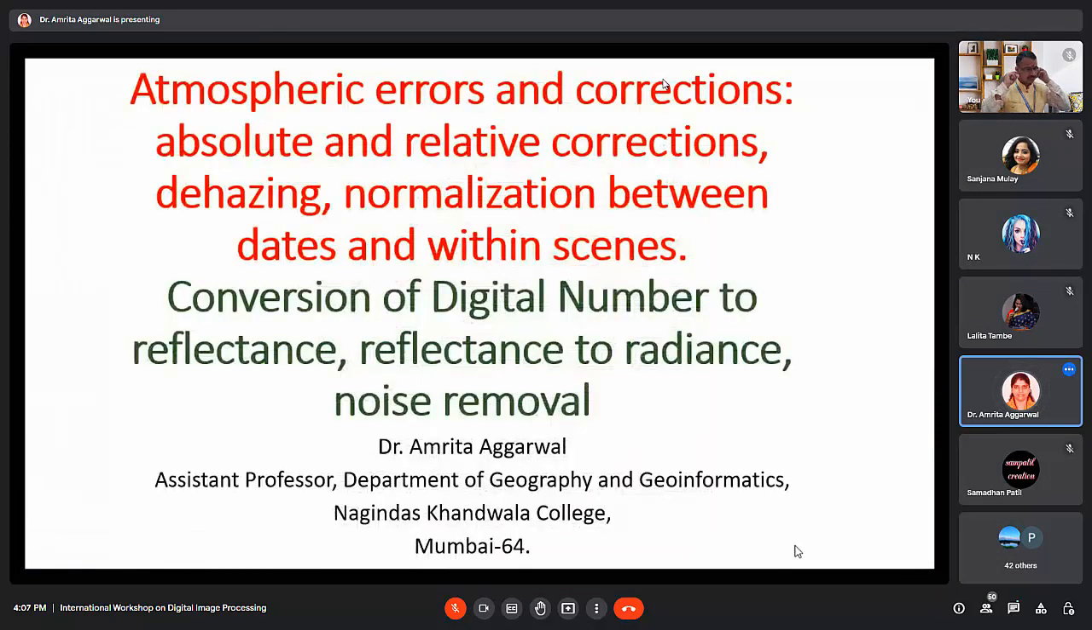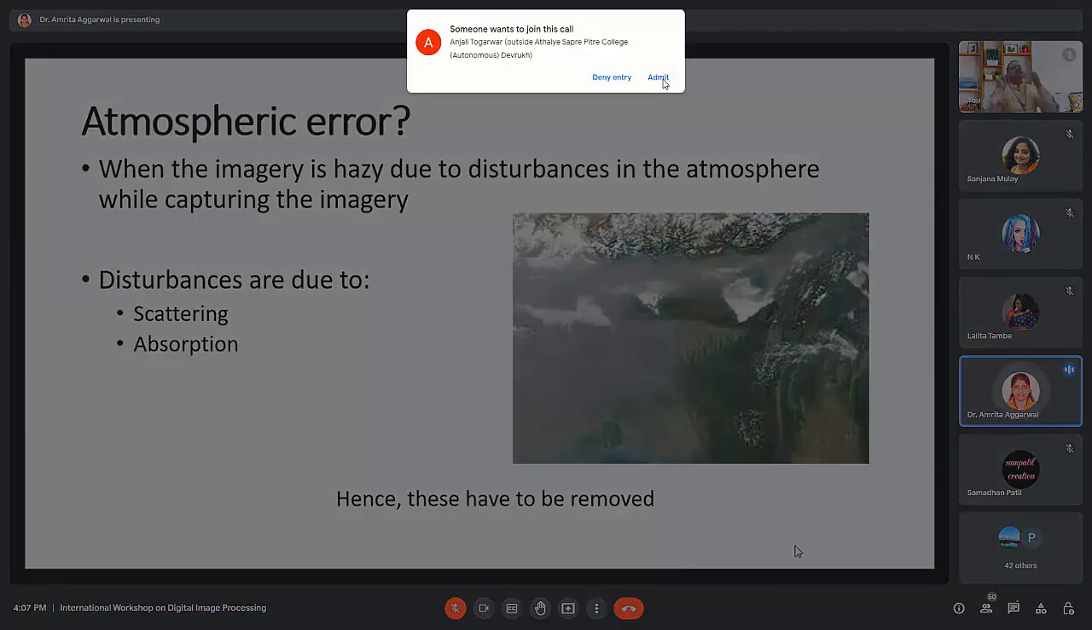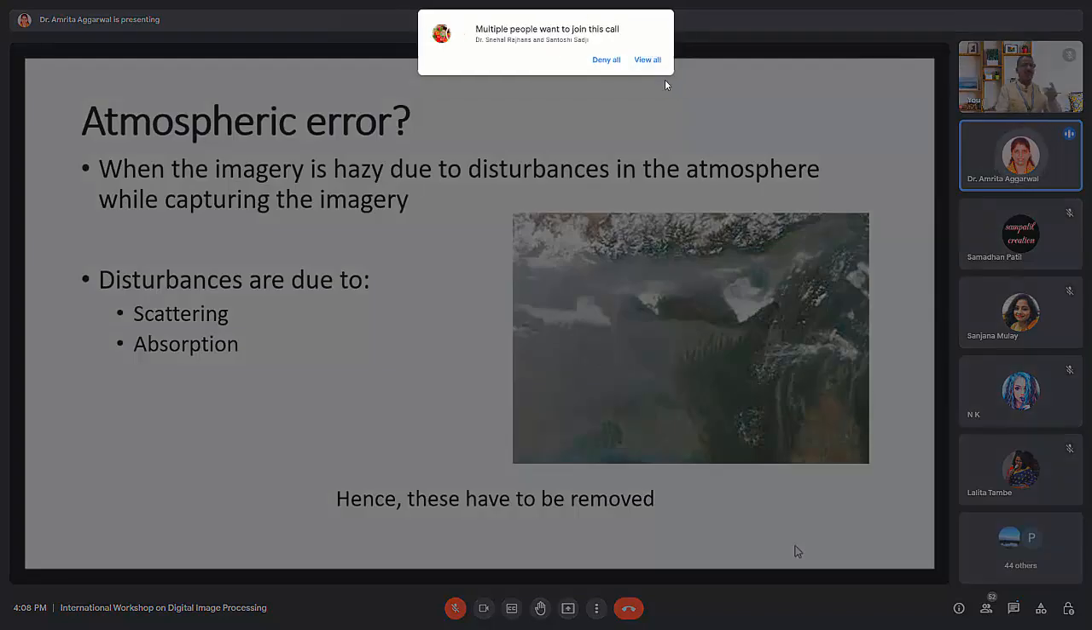Now today we are going to look at atmospheric errors and corrections, and we will also look at how to remove them. So what is an atmospheric error in the first place? It is any disturbance in the atmosphere which is captured during the capturing of the imagery, and it makes the image hazy, it makes the image unclear.